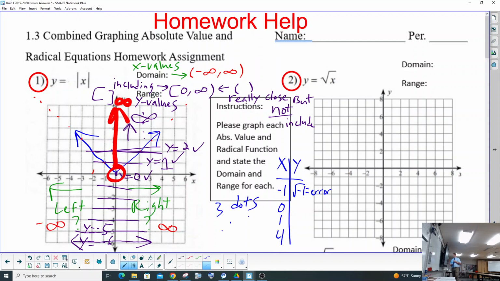So the square root of 0 is 0. The square root of 1 is 1. The square root of 3 is like 1.73. The square root of 4 is 2. So those are like our whole numbers.